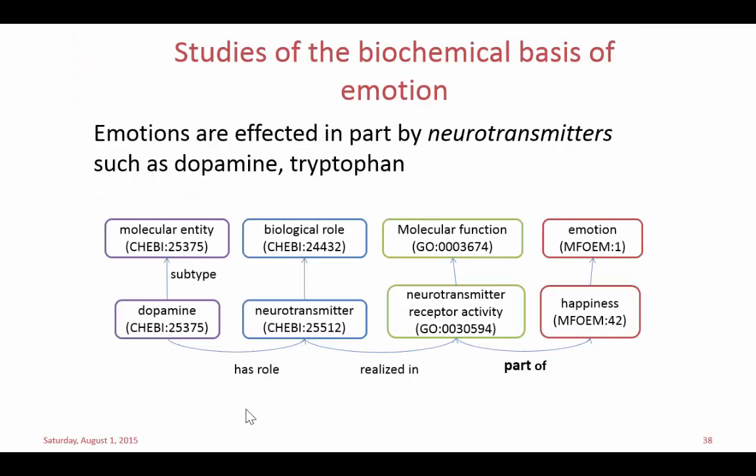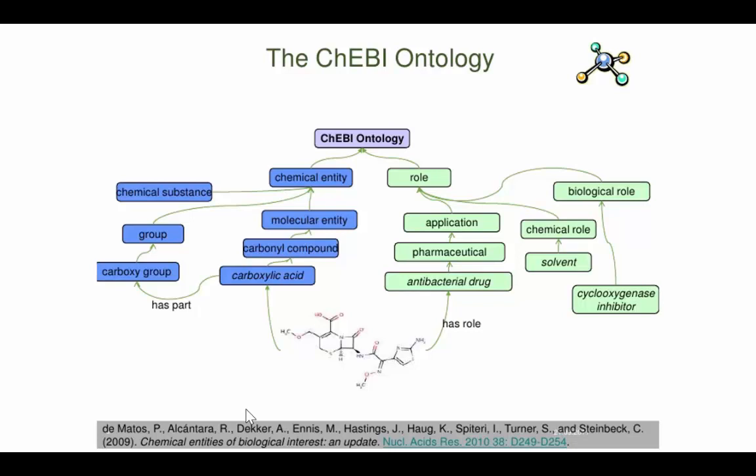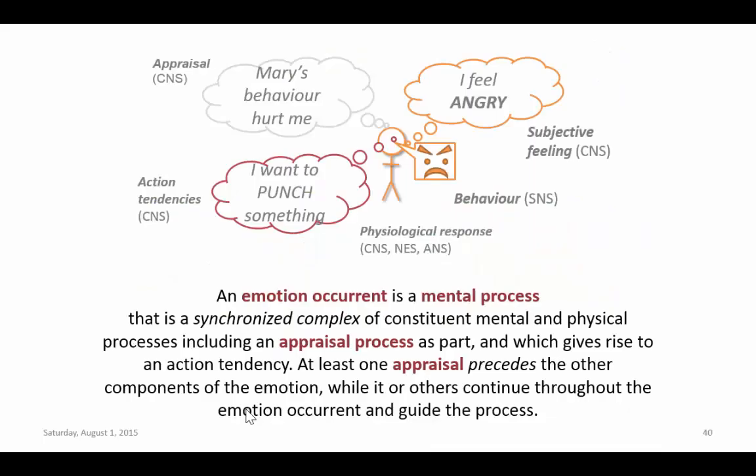So the role of neurotransmitters such as dopamine and tryptophan in emotions are well studied. We have a lot of data, and we can now compile this data using the emotion ontology, which is called MFOAM, for reasons which I will explain, with terms from the ChEBI ontology, which is the chemistry ontology, along with terms from the GO, such as neurotransmitter receptor activity. This is the ChEBI ontology. The ChEBI ontology is huge. This is just the very small upper level, and it's a fragment thereof.